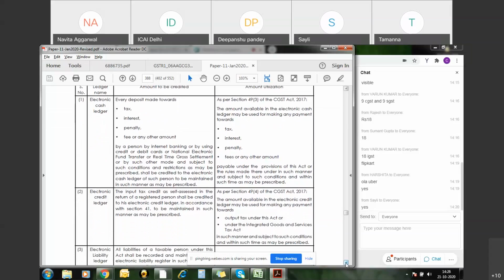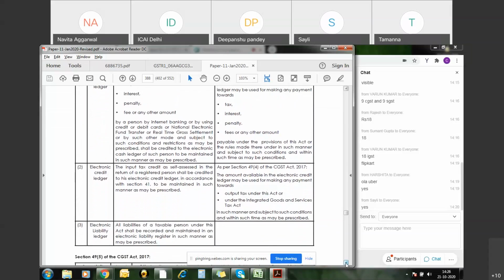Then, in tabular form, they have depicted what they just mentioned above this table. In the electronic mode, they have stated the input tax credit as self-assessed in the return of a registered person, because any registered dealer, whatever purchases they make in a given period, enters the purchase vouchers in the books of accounts, and whatever ITC is available. Hope you are clear with the accounting entries.